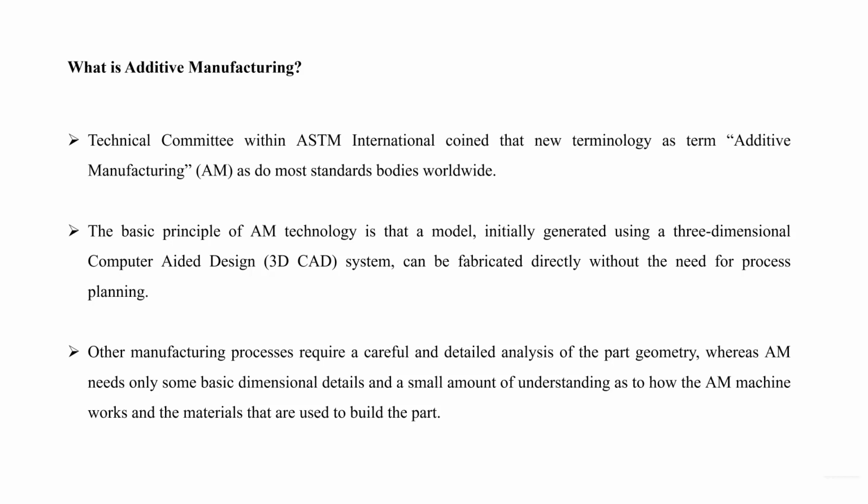Other manufacturing processes require a huge amount of data, like what kind of tools and fixtures are to be used, or the series of manufacturing operations to be carried out to obtain the final product. But in the case of an AM model, it requires a very minimal amount of data, like surface or dimensional information, and which material and machine are to be used for manufacturing.